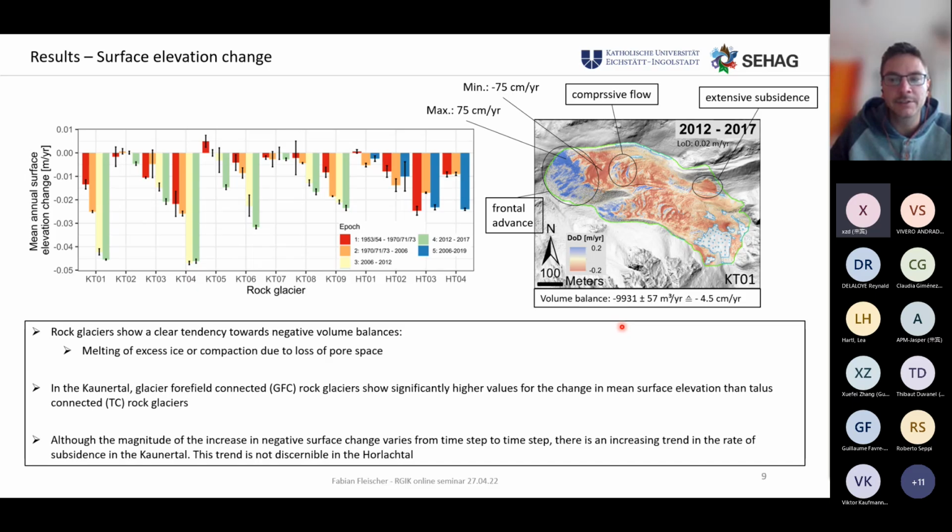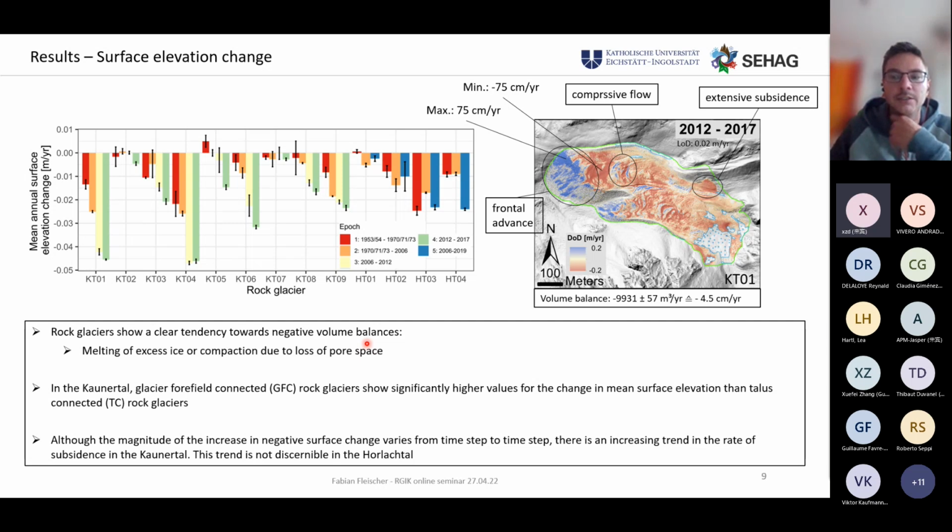In this example, the volume balance is around minus 10,000 cubic meters per year, and this translates to a mean surface elevation change of minus 4.5 centimeters per year. And this mean surface elevation change is shown here for all the time steps and all the rock glaciers. As can be seen in the figure, the mean surface elevation change of the rock glaciers ranges between around 0 and just a few centimeters per year.